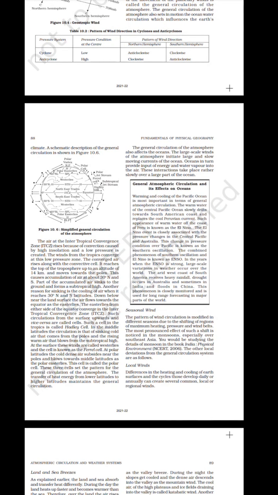General atmospheric circulation and its effects on oceans. Warming and cooling of the Pacific Ocean is most important in terms of general atmospheric circulation. The warm water of the central Pacific Ocean slowly drifts towards the South American coast and replaces the cool Peruvian current. Such appearance of warm water off the coast of Peru is known as the El Nino.